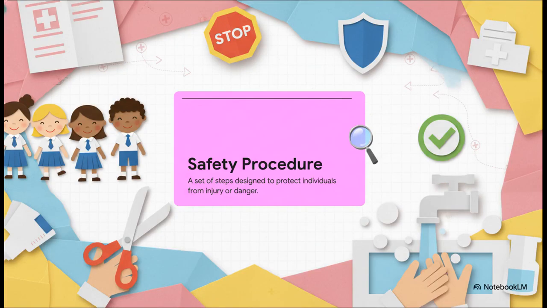Now, to make that prevention consistent every single day, you establish a safety procedure. That's a reliable, step-by-step process designed to protect everyone. A procedure just takes all the guesswork out of it, whether it's how we line up for recess, how we carry sharp scissors, or how we wash up after a messy science experiment. These procedures are literally the bedrock of your classroom management.